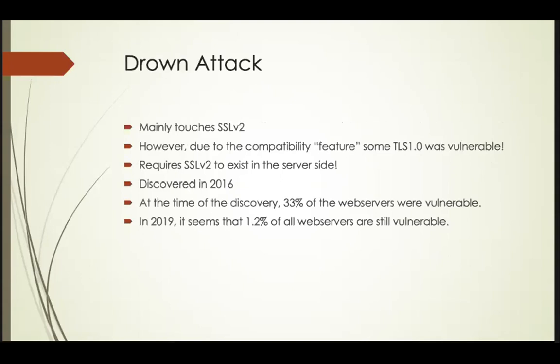Okay, so let's start with the Drown attack, okay? Now, the Drown attack mainly touches SSL version 2. However, due to the compatibility feature, some TLS 1.0 was actually vulnerable. Basically, it requires SSL version 2 to exist on the server side. Now, this was discovered in 2016, so it was a recent one. And at the time of the discovery, 33% of web servers were vulnerable to this attack. In 2019, it seems that 1.2% of all web servers are still vulnerable to this attack, okay? So let's see it in action.